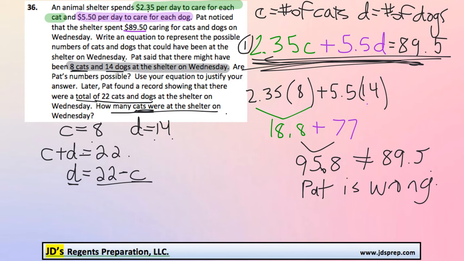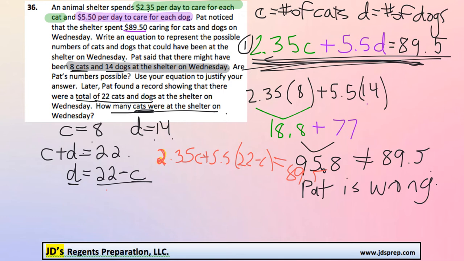I'm going to just choose a different marker. Okay, so we have, that's too hard to see. 2.35 C plus 5.5 times D, which is now 22 minus C, and that equals, I'm running out of room here, 89.5.